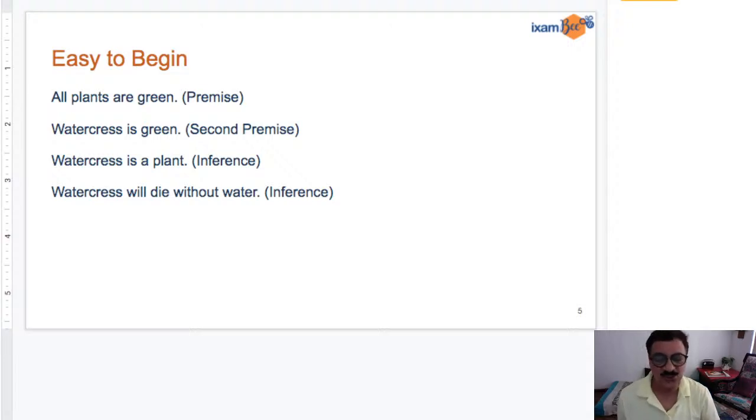Yes, actually, very true. From all plants are green and watercress is green, watercress is a plant. That is the correct inference, absolutely right, based on the above two premises. The second one, watercress will die without water, well, that is factual. Any plant will die without water. So that may be true otherwise, but within the given statement, it is not correct. We cannot infer from there. You are inferring that watercress will die without water based on your wisdom and information that you've grown up with, that plants need water, plants require nourishment, otherwise they die.